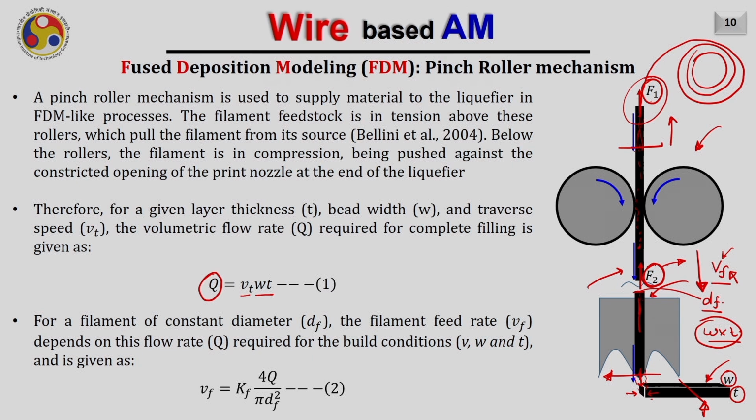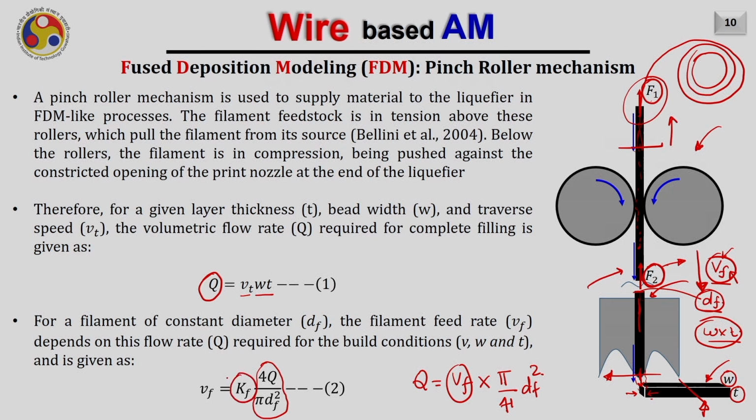So in that case I can again find the volume flow rate, and this volume flow rate Q will be equal to Vf, the velocity of the filament, multiplied by the cross section area of the wire, that is pi by 4 df square. Therefore I can find Vf equals 4Q divided by pi df square, as written here in equation 2. But a correction factor Kf has been added here.